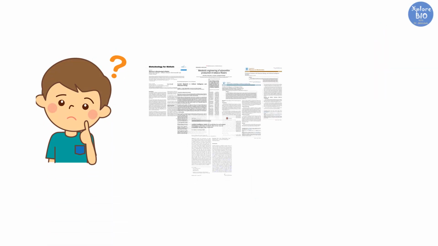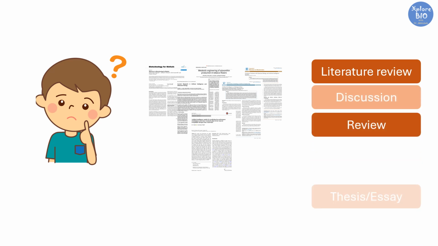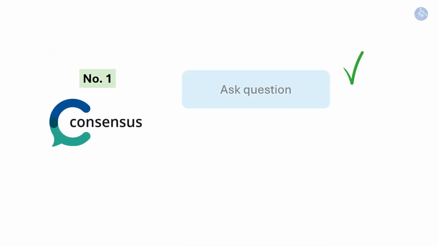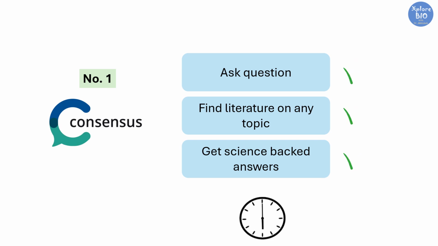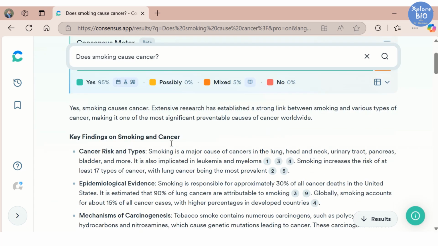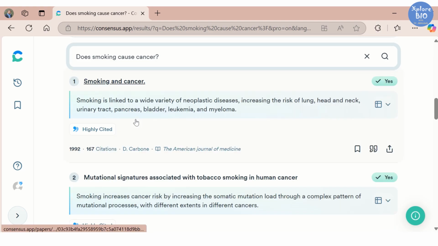If you want to ask a scientific question or search papers relevant to your topic for literature review, writing discussion, a review paper or a thesis, then this tool can immensely help you. Using Consensus, you can ask any question or look for literature on any topic and get science-backed answers in no time. You can simply ask a yes or no question and the consensus meter will provide the percentage of studies in support or against the claim.